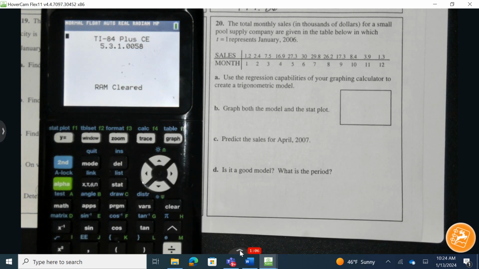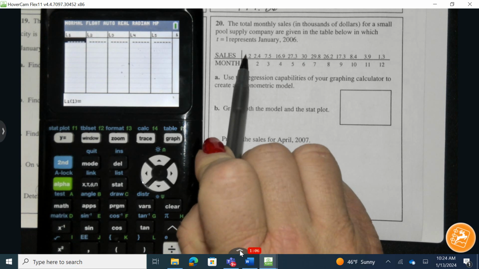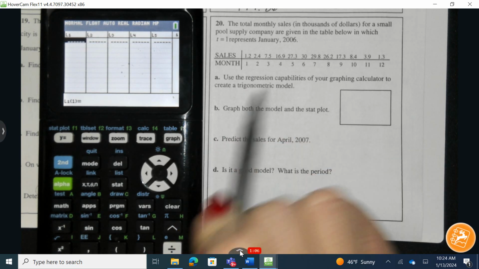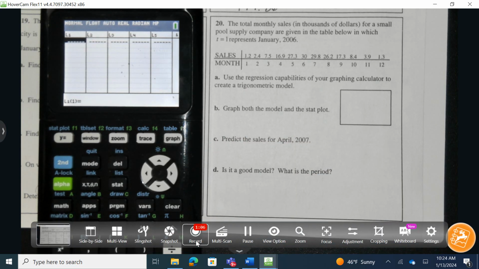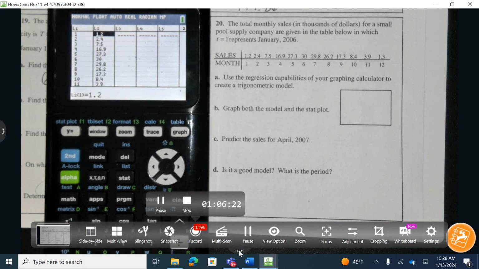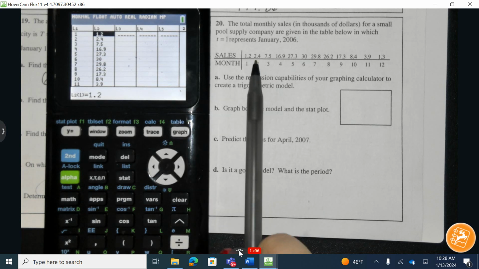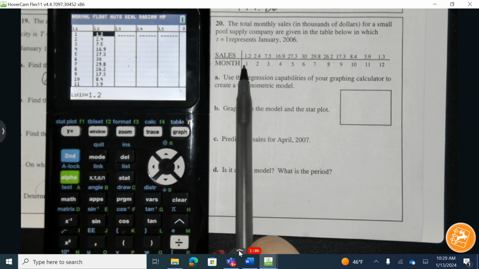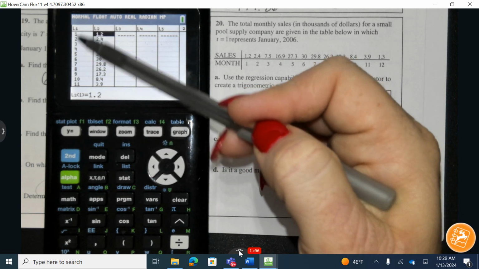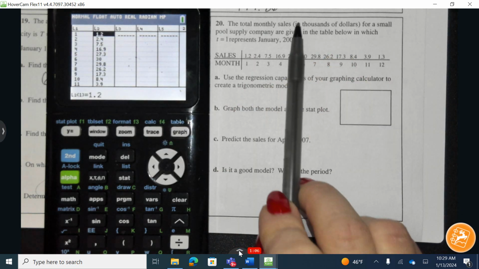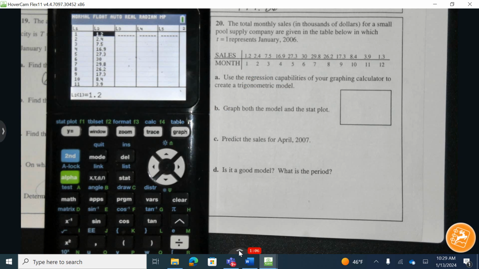Cleared the calculator, and I'm going to go to Stat, and I'm going to go to Edit. I'm going to put in sales, and I'm going to put in months. Let me do that for us. If you are unaware of this, the time is always going to be your X or your L1. This is going to be confusing for you. Make sure time or months go into your L1, and then sales in thousands of dollars goes into your L2.